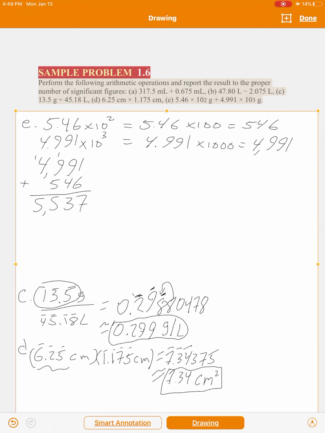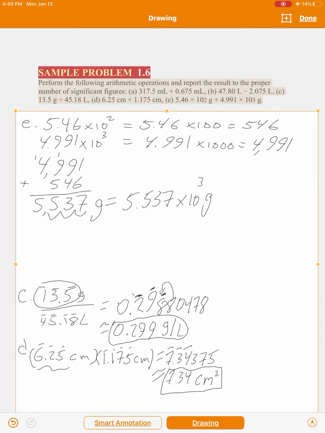Now, we're adding grams, grams and grams. Remember, if you're adding or subtracting numbers or measurements, the units have to be the same. So there's your 5,537 grams. Now, suppose we want to put this in scientific notation. The decimal point is assumed to be here, so we move it over 1, 2, 3, and that becomes 5.537 times 10 to the 3 grams.